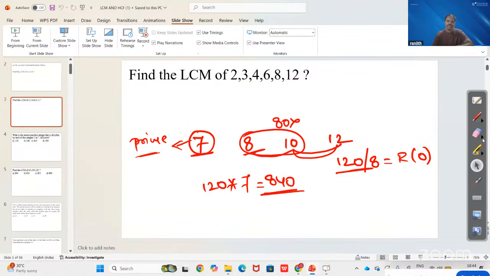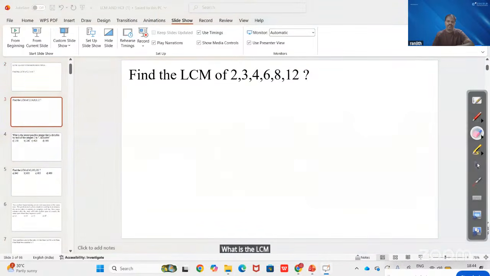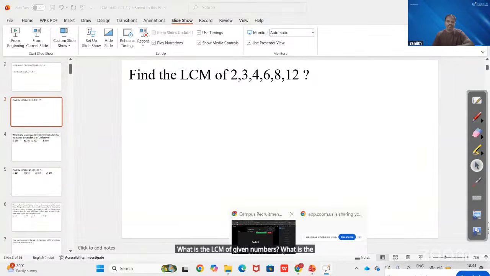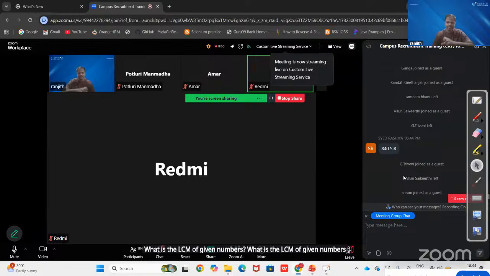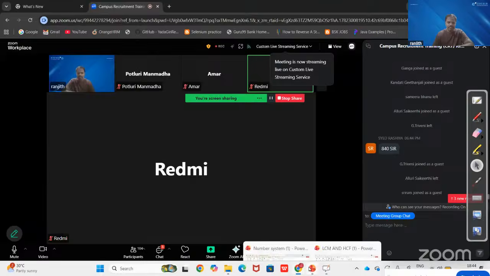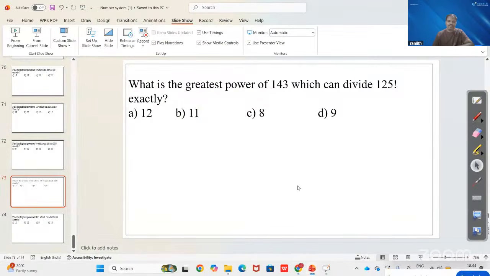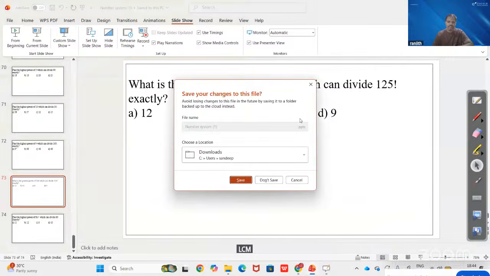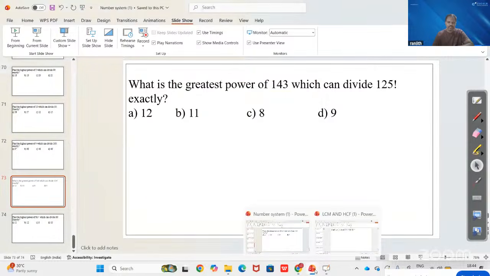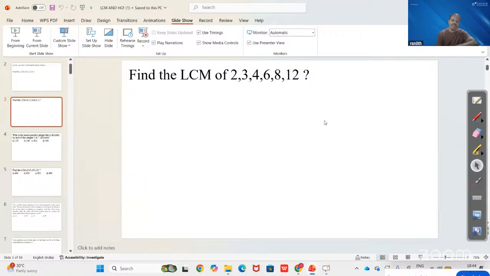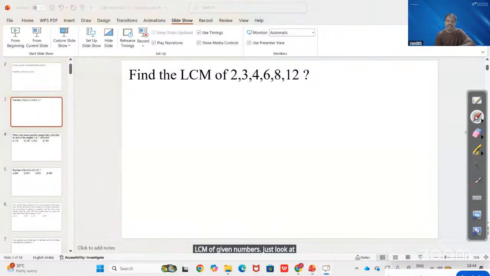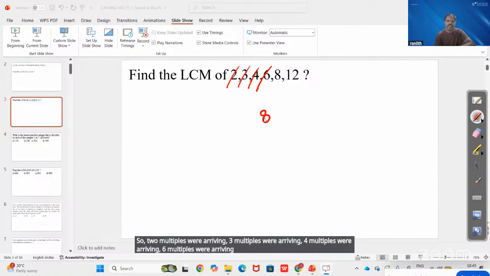Next, what is the LCM of given numbers? Just look at here. What is the other method to solve? So 2 multiples we are having, 3 multiples we are having, 4 multiples we are having, 6 multiples we are having. We are left with 8 and 12.